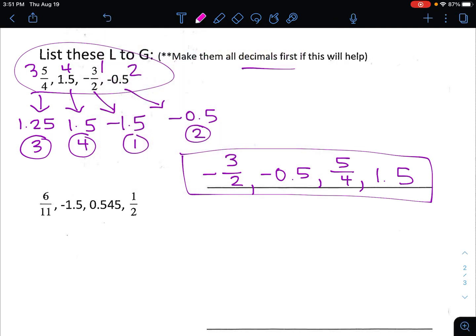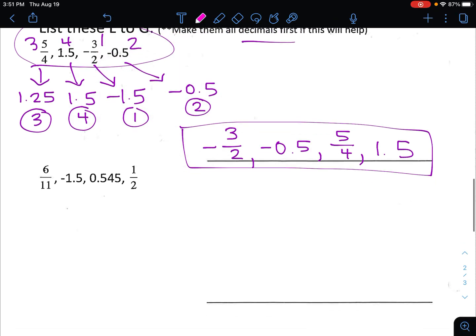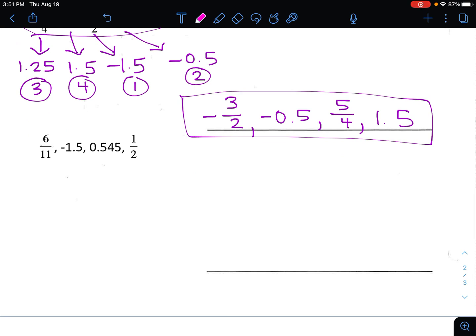Because I'm bored with purple, we're going pink. Let's look at this. 6/11, negative 1.5, 0.545, also known as 545 thousandths, and 1/2. Again, I'm going to recommend that you turn these all into decimals, and some are already there, so that's just great. Now 6/11, you've got to do 6 divided by 11.